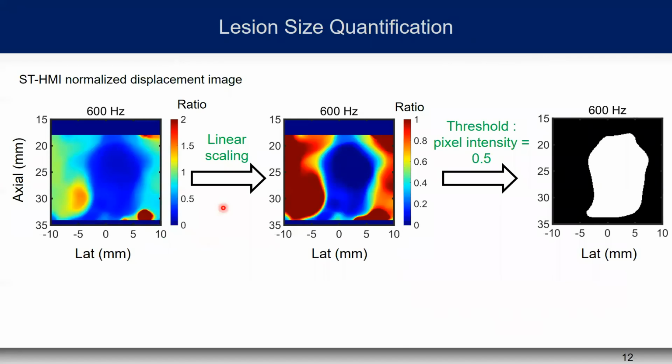To quantify the size, we use a simple algorithm. Here is an example peak-to-peak displacement image at 600 Hz. Again, all the images are shown normalized with respect to the non-ablated region. So then the pixels in this image are converted to an image with pixel values ranging from 0 to 1.